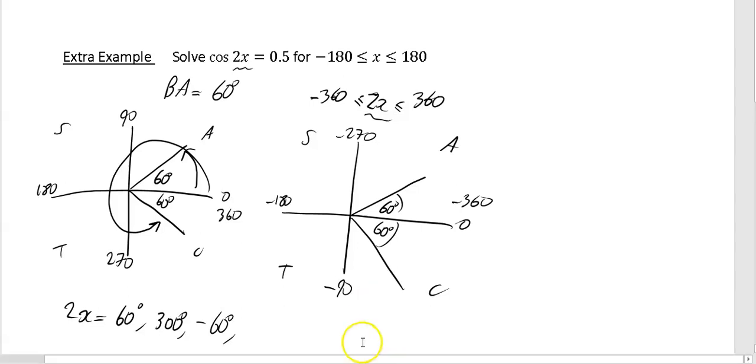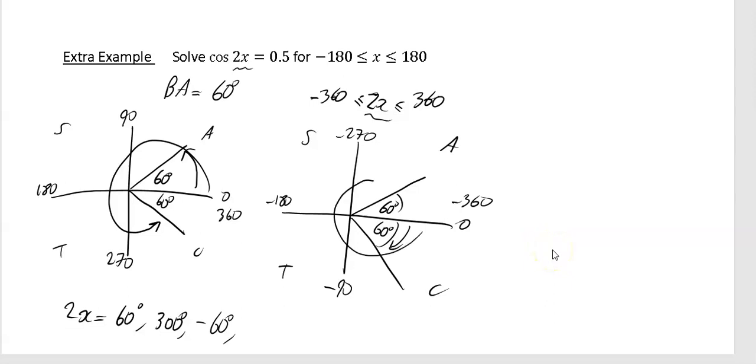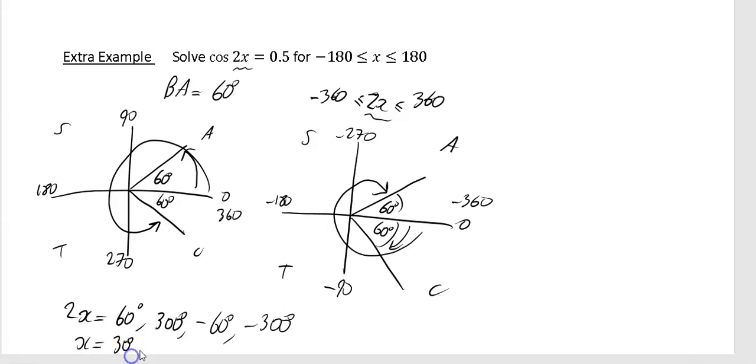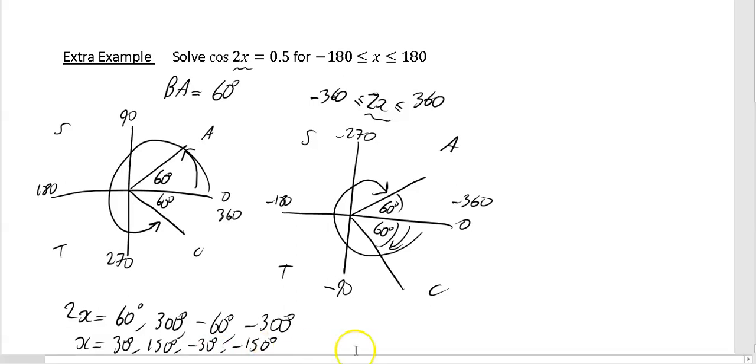And this angle over here is going to be minus 300 all the way around. So I have my minus 60 degrees, and I have my minus 300 degrees. Okay, your last thing for you to do then is to divide by 2. So that was what 2x was equal to. That's what x is now equal to: 30 degrees, 150 degrees, and minus 30 degrees, and minus 150 degrees, and that's us done.